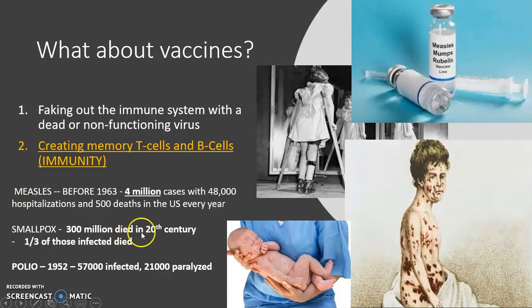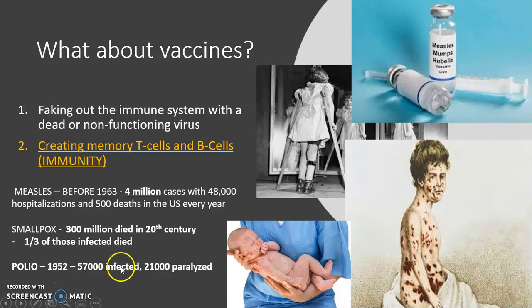Smallpox. We think about this more as a history lesson than a science lesson because people don't really think about smallpox anymore. But 300 million people died just in the 20th century. That's not that long ago. And 1/3 of the people who would get it died. So that's really, really bad for an illness. For 1/3 of the people who get it to die, that means it's very, very serious. And over here we see even if you didn't die, it could leave you with scars for life.